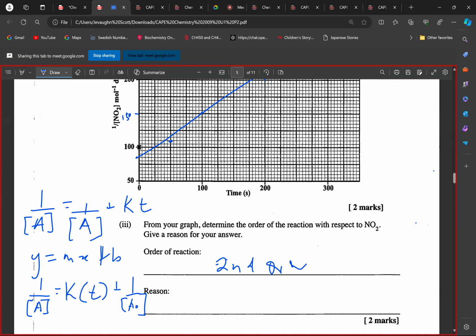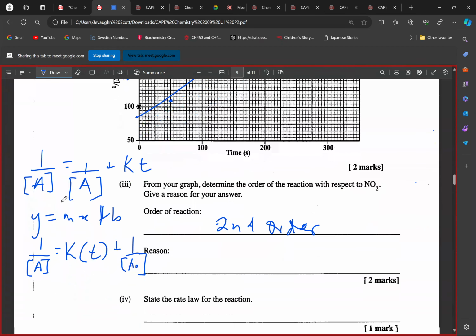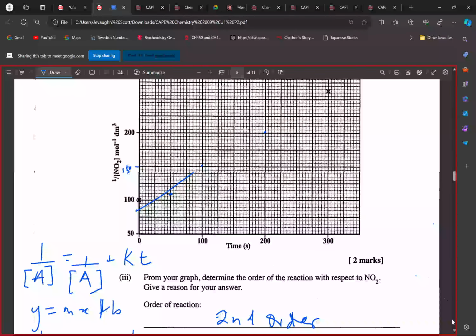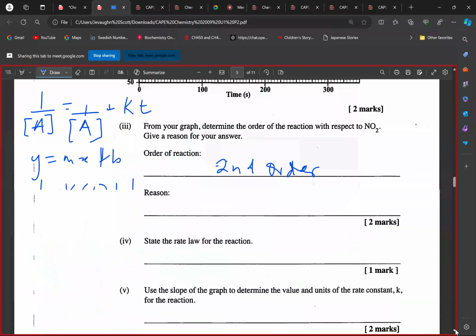So it's order, right? And the reason would be because of this. If we have a graph that is inverse concentration versus time, and that graph gives us a directly straight line, a best fit, then that would be second order, based off of the equation of the line for the second order rate law. Right, so it is a second order reaction. Yet again, I'm not sure if this is still done on the syllabus.